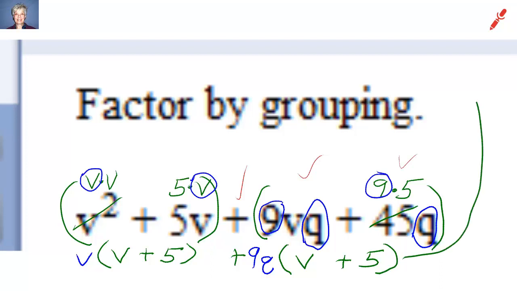Now we're going to have to write the answer up here because I ran out of room. The first thing you do is write what's in parentheses once, the leftovers, V plus 5, and then you write what's in blue, V plus 9Q. And that's your answer. This V squared plus 5V plus 9VQ plus 45Q actually breaks down into V plus 5 times V plus 9Q. And if you FOIL those together, you'll get back your original problem.